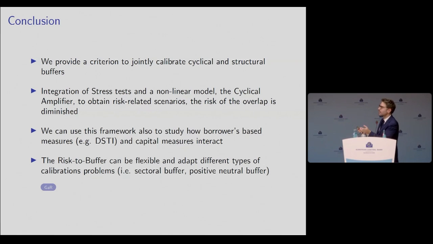This risk-to-buffer approach can also be flexible and adapt to different types of questions, like, for example, the sectoral buffer, in case we use the model to simulate more a certain type of risk covered by the sectoral buffer. Or also for the positive neutral buffer, in case we want to adapt our partitioning of the macroprudential space just to the CCYB experience. Then the nonlinear macroeconomic model would help us to do this type of partitioning. So thanks a lot.